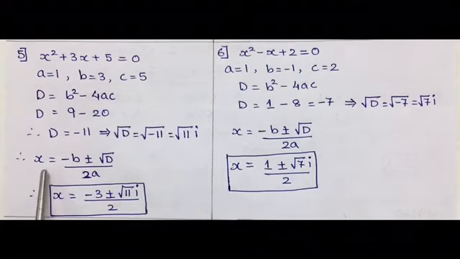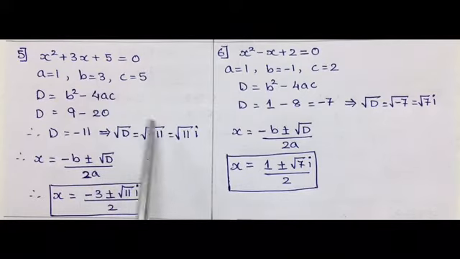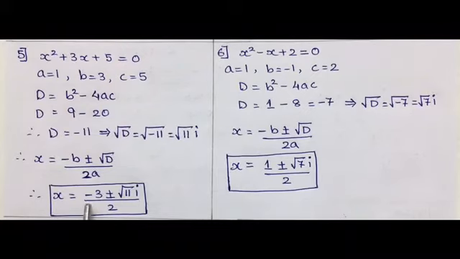Now using the formula, x is equal to minus b plus or minus root d upon 2a, putting all the values in that, we get the value of x as minus 3 plus or minus root 11i divided by 2.